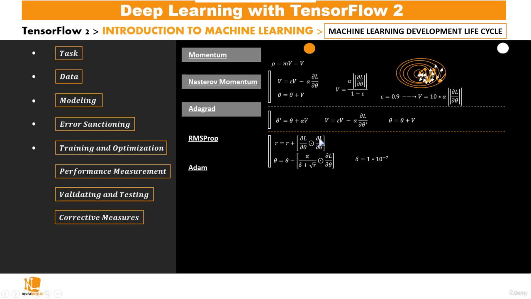So when we have this partial derivative of L with respect to theta large, the learning rate actually reduces. It should be noted that this symbolizes element-wise multiplication. So this is the same as the partial derivative of L with respect to theta squared. On the other hand, for smaller values of the partial derivative of L with respect to theta, this learning rate increases.